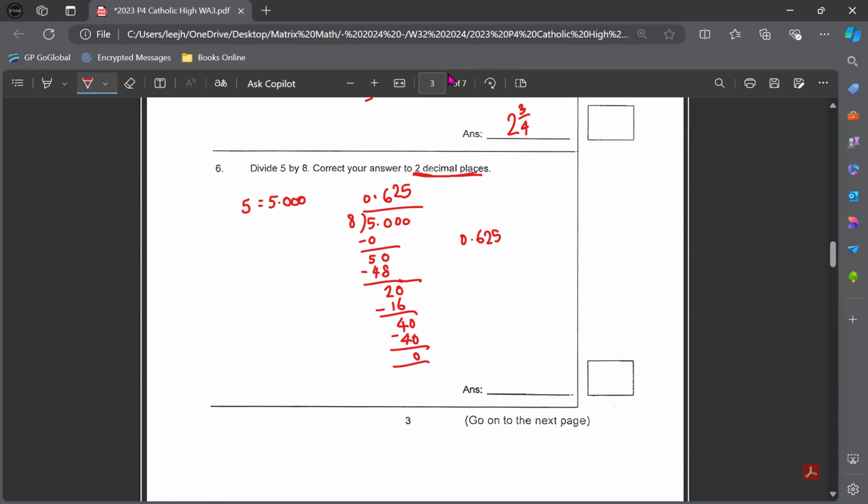I need to convert to 2 decimal places. It depends on the third decimal place. If it's 5 and more, you can round it up, one up for the hundredth place. So this is 5, which means you can round this up. So it will be 0.63.